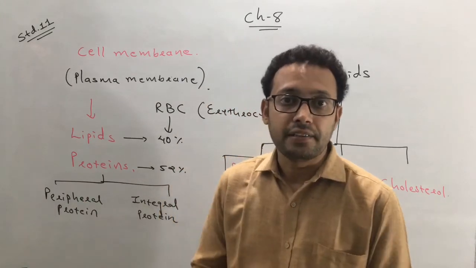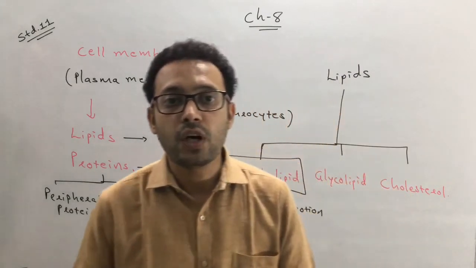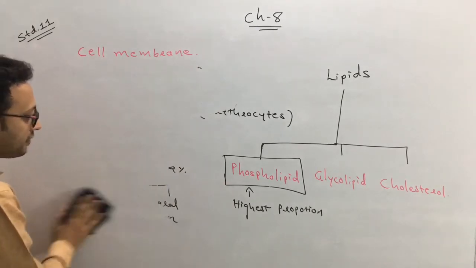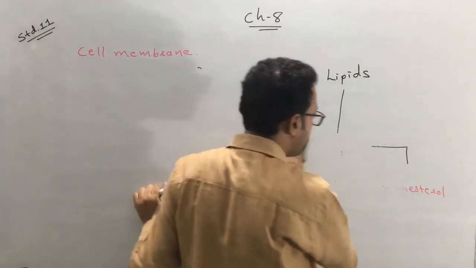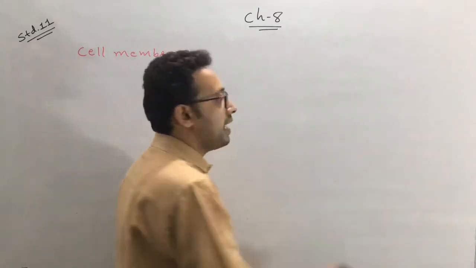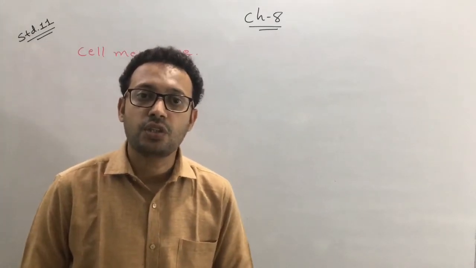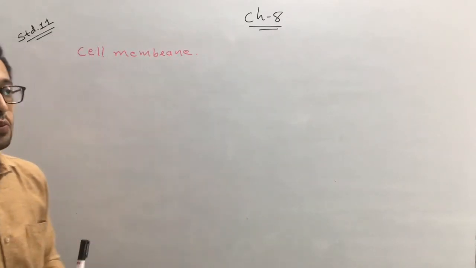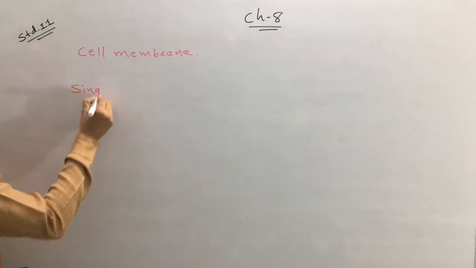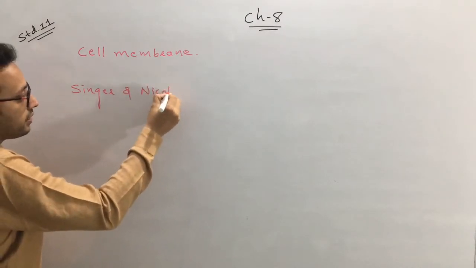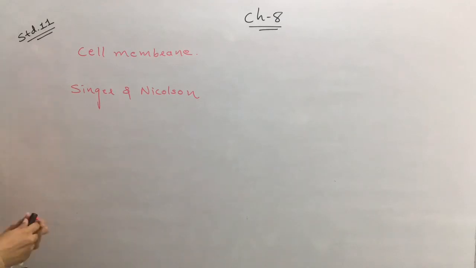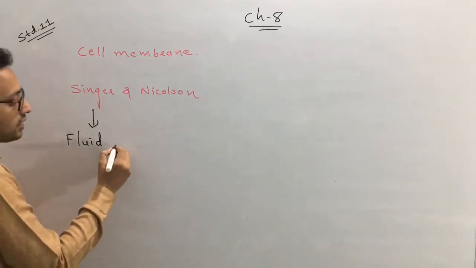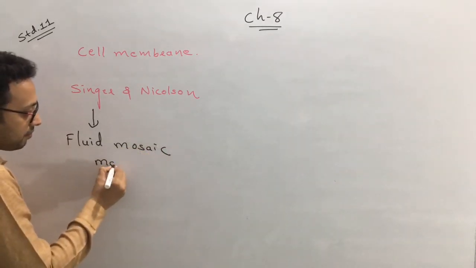Now we will learn what the structure of the cell membrane is. Many scientists have proposed a structure of cell membrane, and lots of research has been done on it. But the most accepted theory for the structure of cell membrane is the one proposed by Singer and Nicholson. These are the two scientists who proposed a theory for the structure of cell membrane. This structure is called the fluid mosaic model.